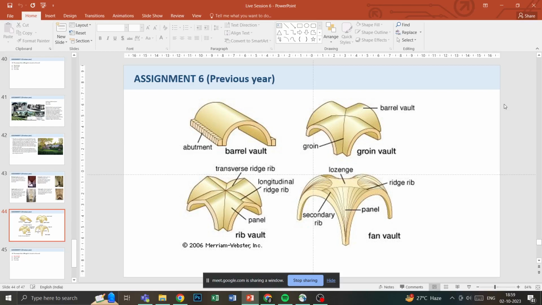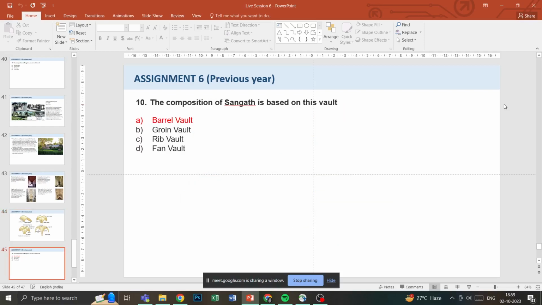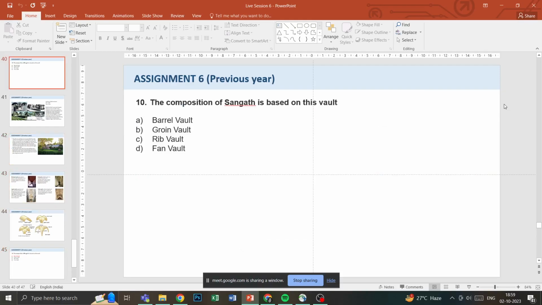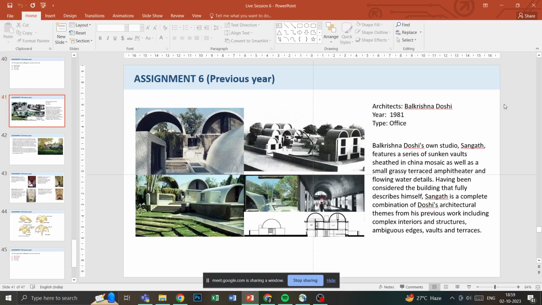And then the ribbed vault, you can see different arches are used, and their ribs can be seen over there. And then the fan vault, you can see the panel has a rib kind of shape like a fan. So our answer is that the composition of Sangat is based on barrel vault, because if you go through these images, you see these are typical barrel vaults.